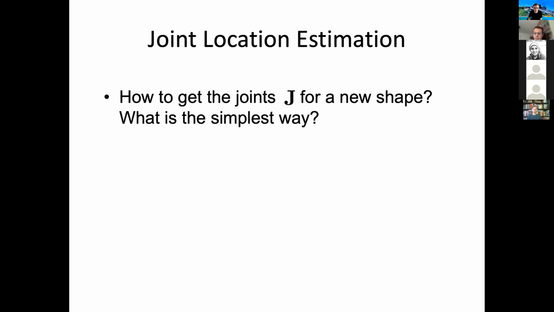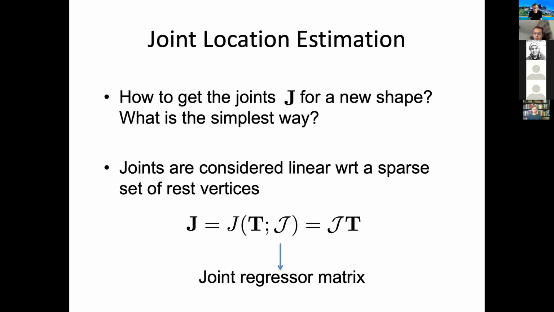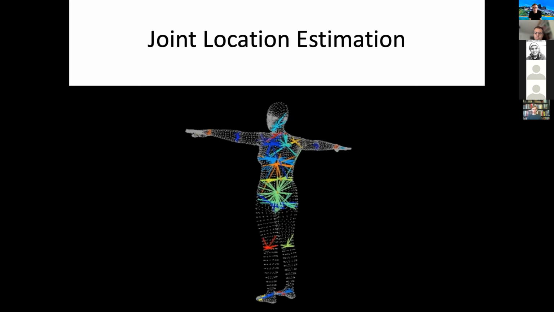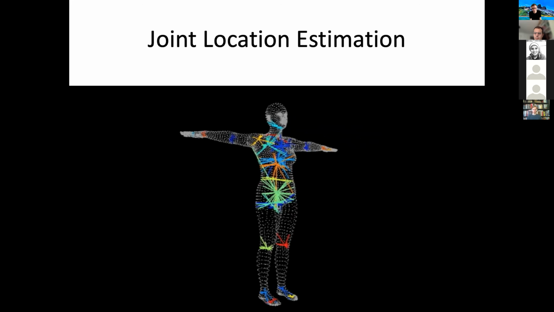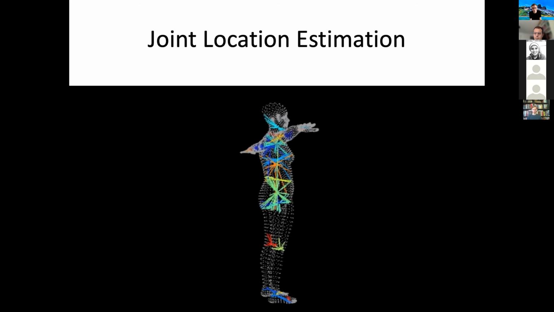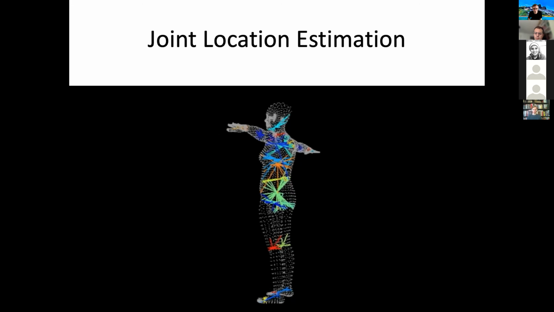Okay, and then for the joints, we need to get these joints in some way, and we learn a joint regressor, which is a sparse matrix that looks at vertices in the body and estimates the joint locations as a linear combination of this sparse number of vertices, sort of highlighted here.